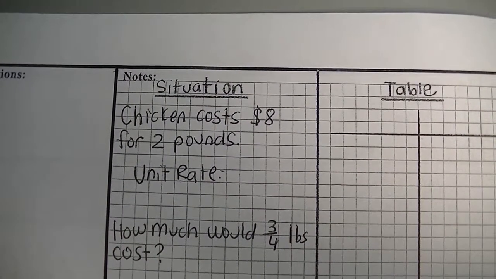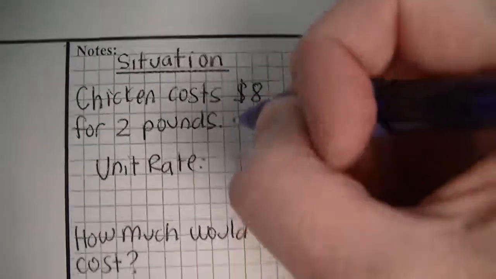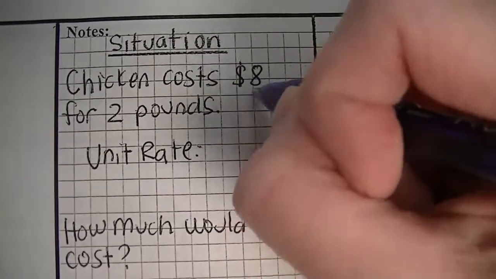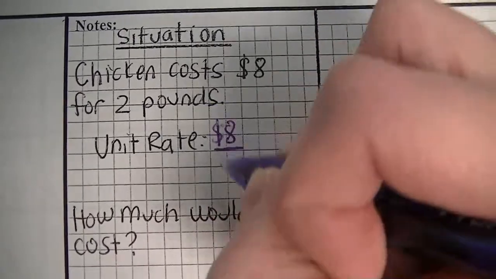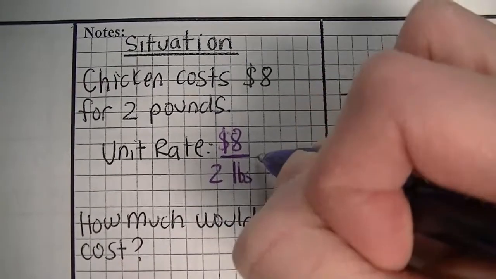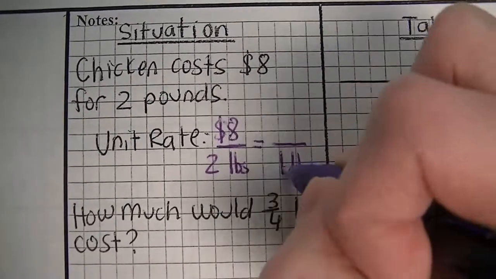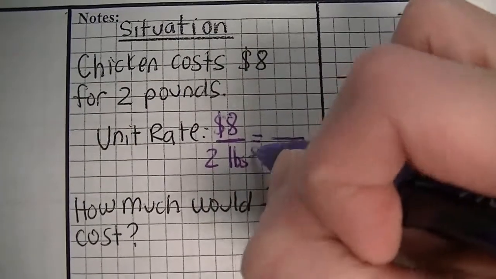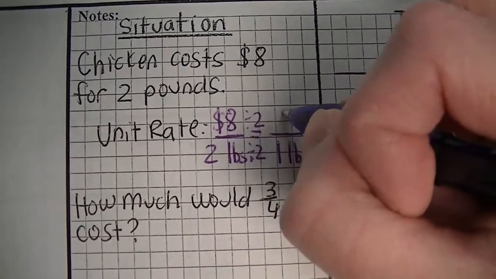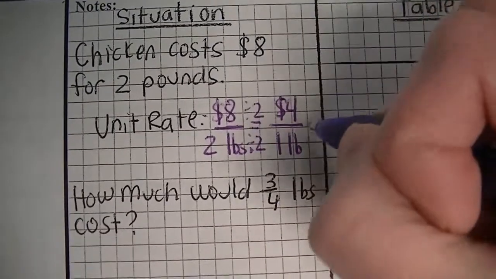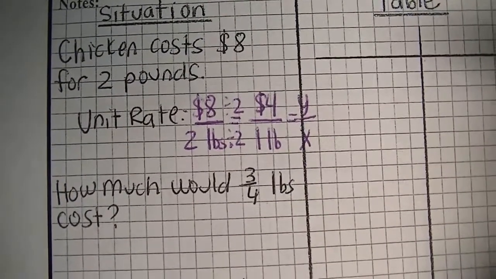This situation says that chicken costs $8 for 2 pounds. So to find the unit rate, we are going to go ahead and use the rate that they gave us here. It's $8 cost in the numerator for 2 pounds. And to find the unit rate, we want 1 in the denominator. And to get from 2 to 1, we didn't subtract 1, we divided by 2, okay? 8 divided by 2 is $4, okay? And that's the unit rate. So just a little reminder to yourself, put a y divided by x like that, okay?